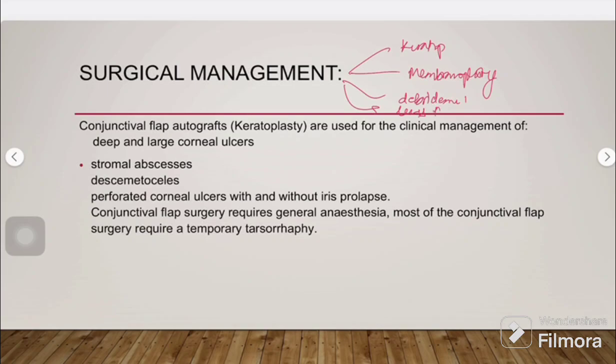So coming on to the conjunctival flap autograft, also known as keratoplasty. In this we use the conjunctival flap, and then we suture that flap over the other part of the conjunctival membrane, and by this we cover the corneal ulcer, and then we close the eyelids by temporary tarsorrhaphy.